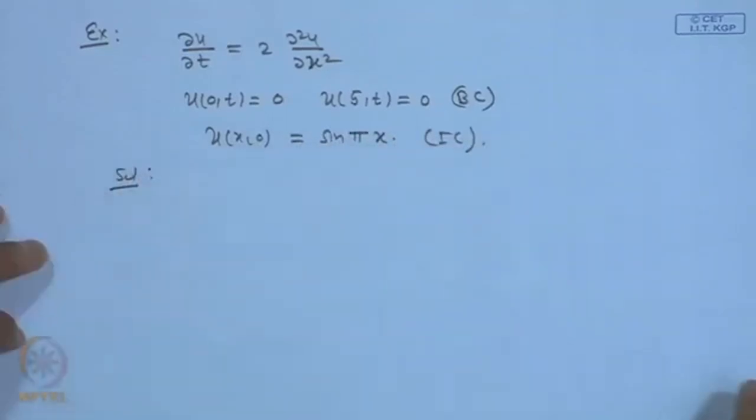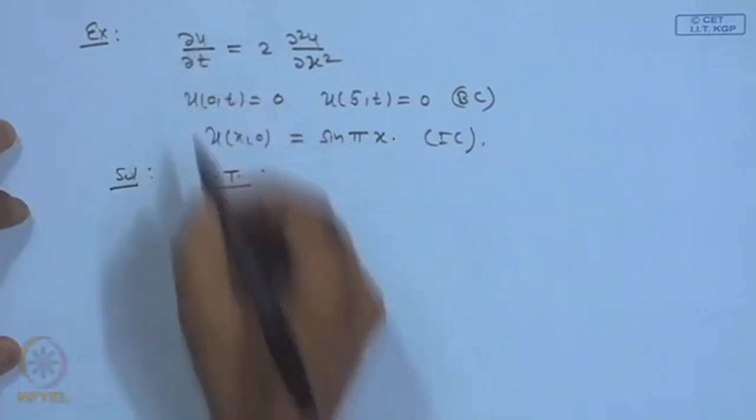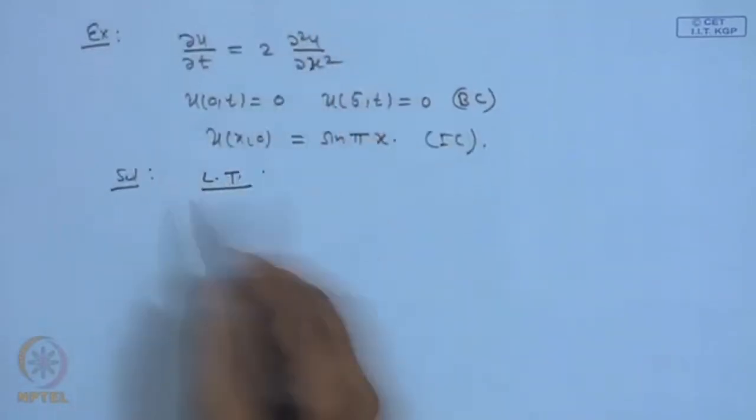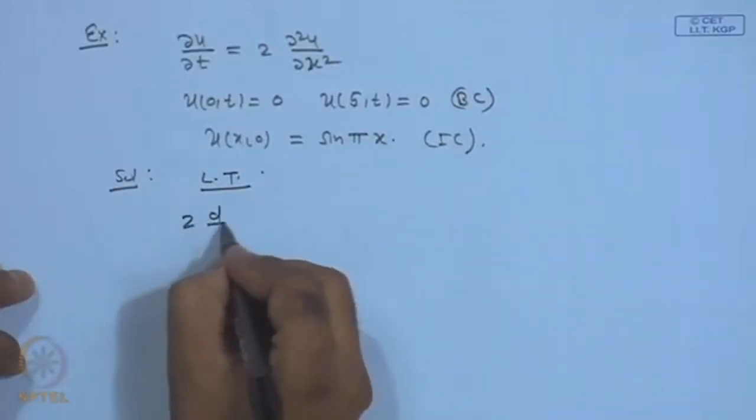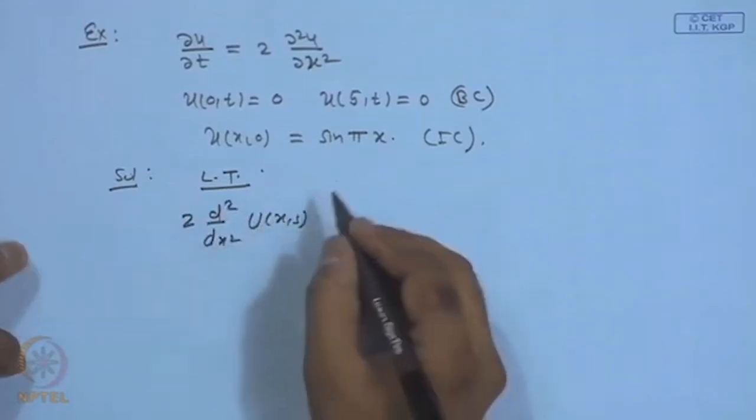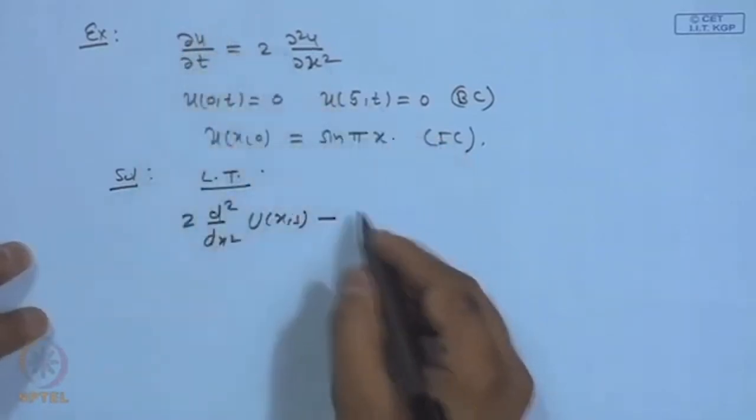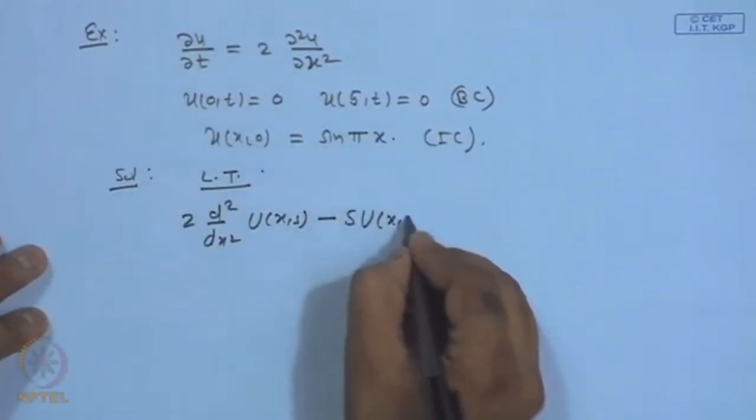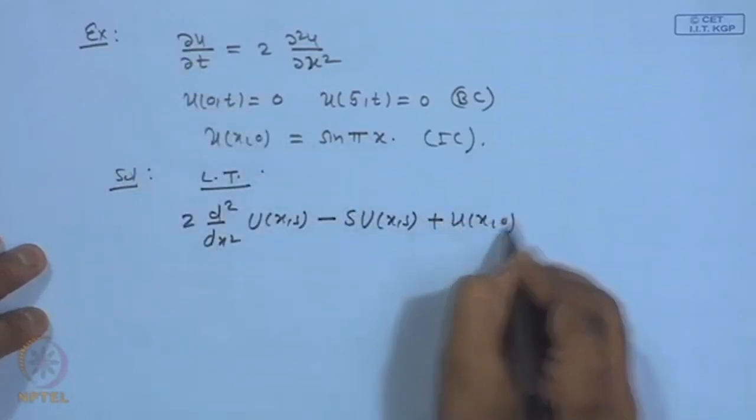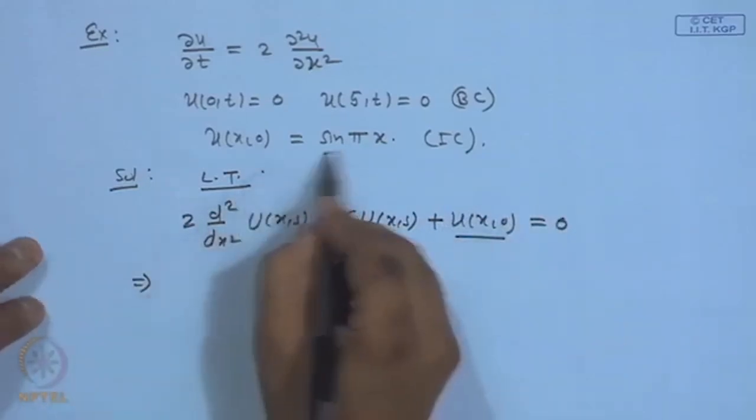So, now we solve by taking the Laplace transform on both sides of the equation. Let us first take the right-hand side. So, we have 2 ∂²/∂x² of u(x, s), and then for the other side, we have s u(x, s) minus u(x, 0), and u(x, 0) is sin(πx).